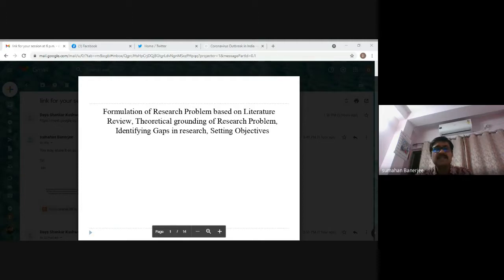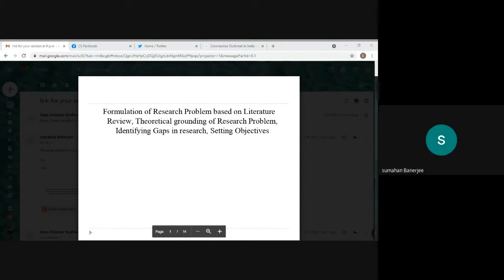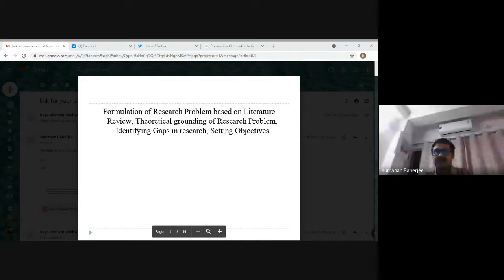Now the question is, what theoretical grounding will a research have? How will the research problem have a theoretical grounding? This is another important question. But before dealing with this particular topic, how theory is related to the research, or how theory has some connection with the research problem, we may take some questions, if you like.